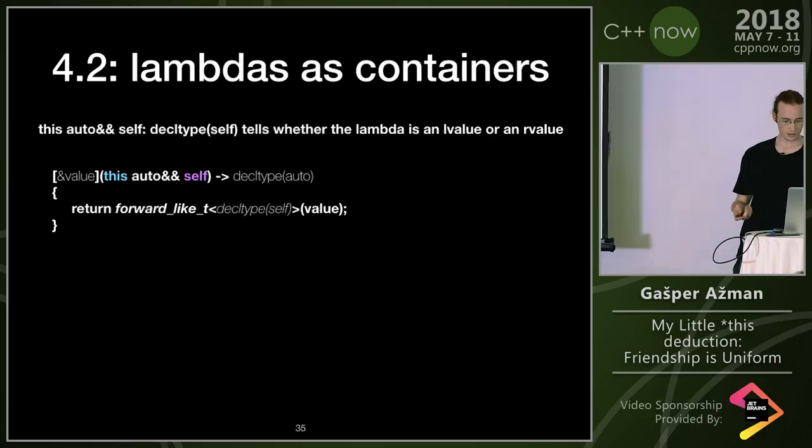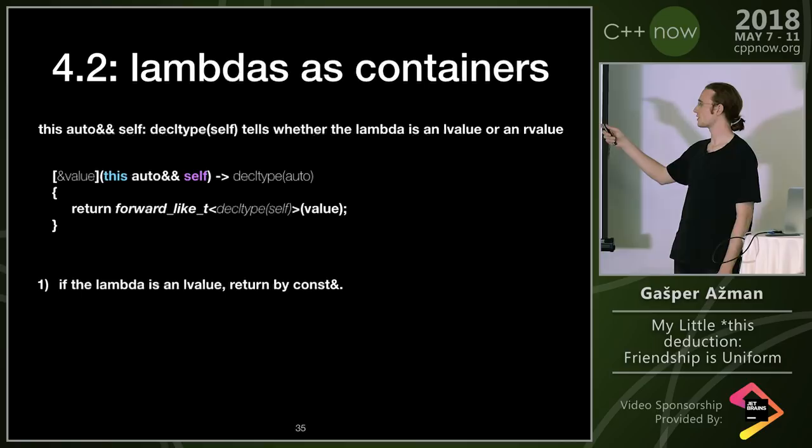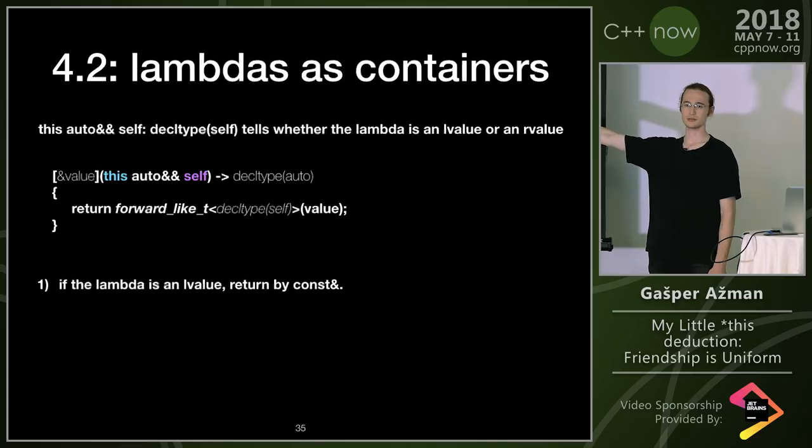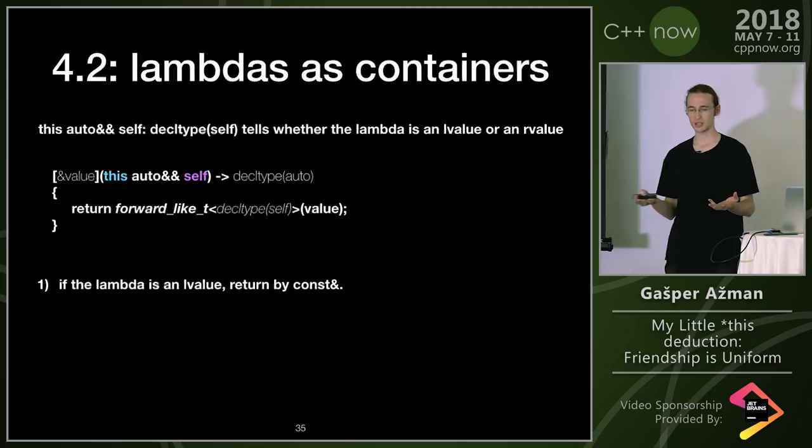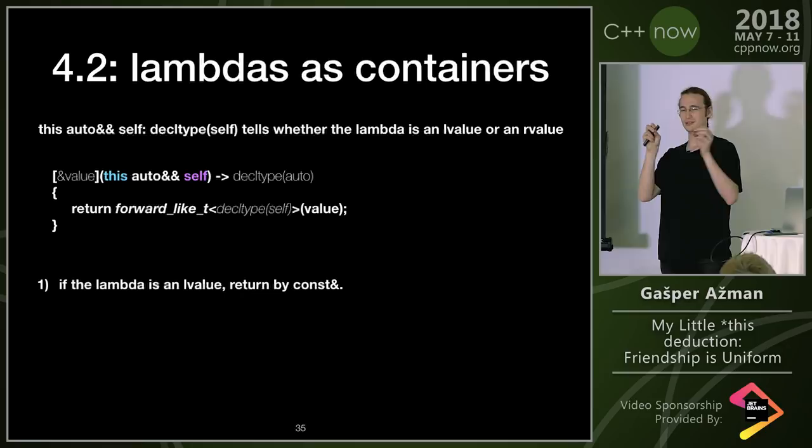So the reason you need it is because you don't have the value category of the captured value. You only have the value category of yourself. But you can't refer to the captured value as self.value, because that's not a thing, right? It's probably something like __GCC_value or something stupid like that.